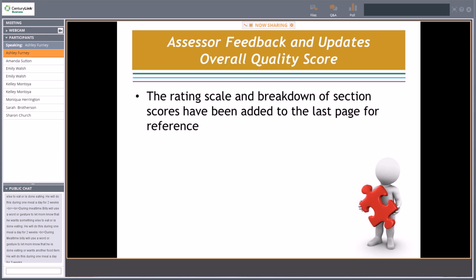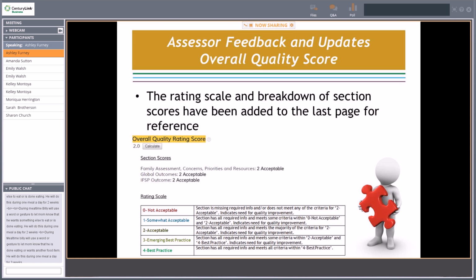Okay, so we'll move on to the last page of the QIO, which is the overall quality score. The rating scale and a breakdown of each section score has been added to the last page for reference, and that was a great idea. That was based on your feedback. So this helps the assessor tie that overall rating score to the scale and see the breakdown by section. And that's what that looks like.